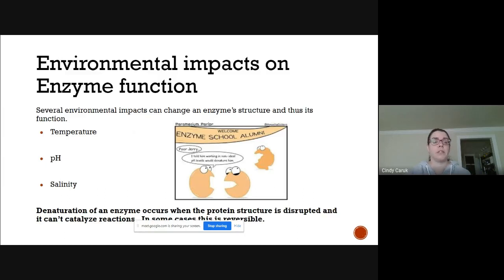So we're going to look at first temperature, pH, and then salinity. You should be aware also can cause this, but we're not going to look at that now.